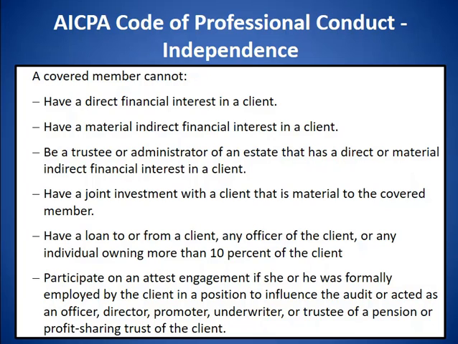The CEO of ABC Company owns an investment, let's say a 50% interest in another investment, and the partner of the CPA firm owns the other 50% interest. In that case, the covered member cannot do that. That would affect their independence. A covered member cannot have a loan to or from a client or any officer of the client or any other individual owning more than 10% of the client.